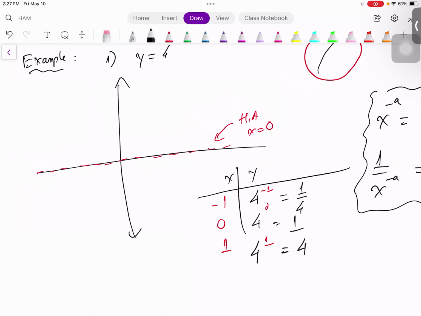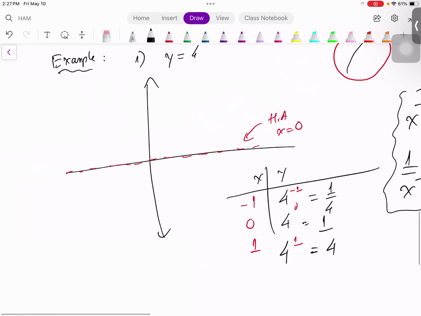Yeah, the T table is to get the points on the graph. Okay. Negative 1 and 1 over 4. So negative 1, 1 over 4, let's say it's going to be here. 1 over 4 is 0.25, right? So 0.25 here, the point right here.